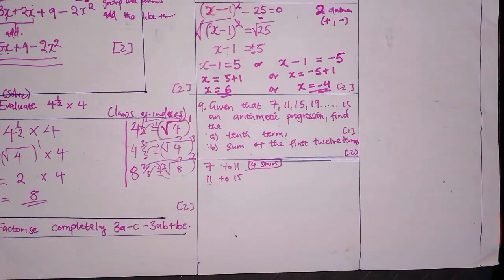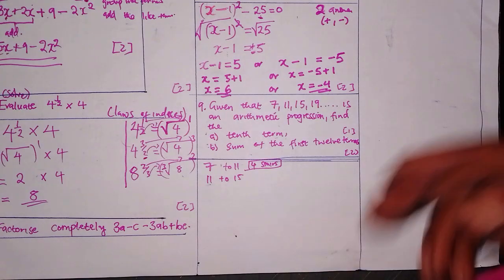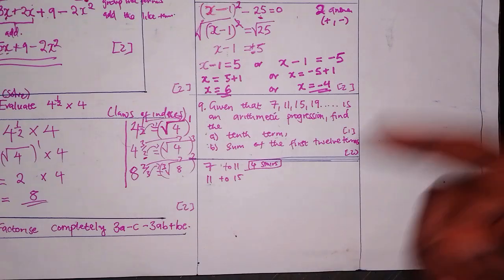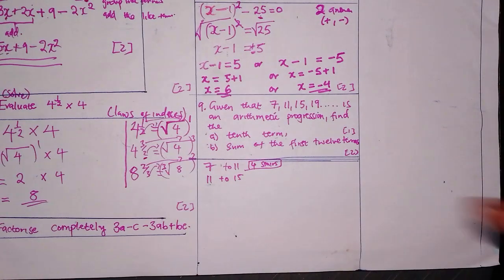So this is what is known as the arithmetic progression. You are moving in steps with a common number. So you keep on adding the same number over and over again. You keep just going. 7 plus 4, 11. 11 plus 4, 15. 15 plus 4, just like that.